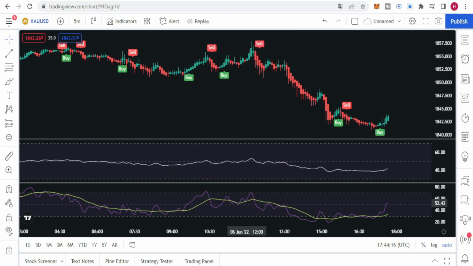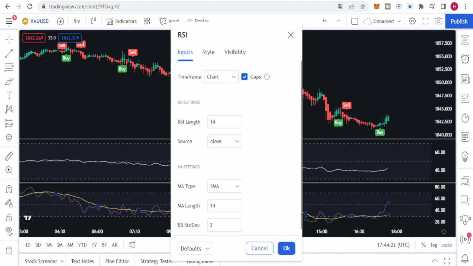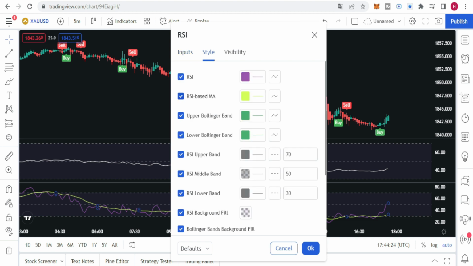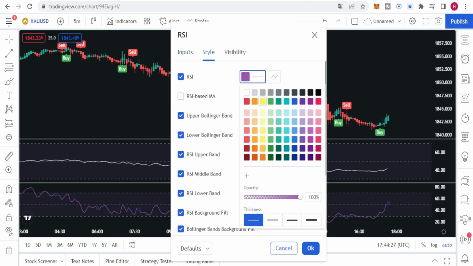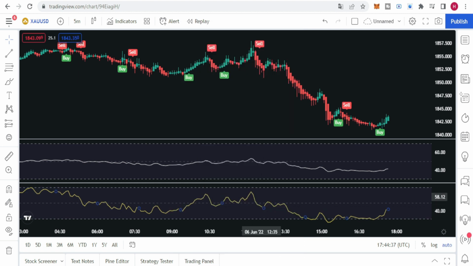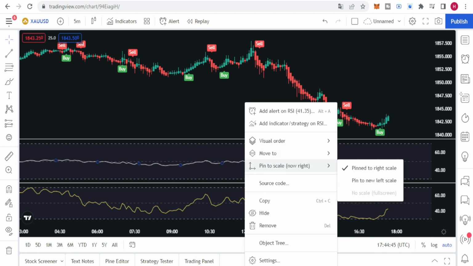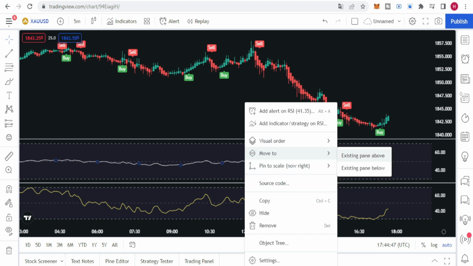Let's move now to the second one and let's apply the same settings. Again, we uncheck the RSI based MA and let's, for example, change the color to yellow. Now, in the Input section, we change the RSI length to 25 and hit OK. The next step now after applying our settings is to merge the indicators into one. To do that, right-click on the first indicator and hit this option, Move to existing pane below.